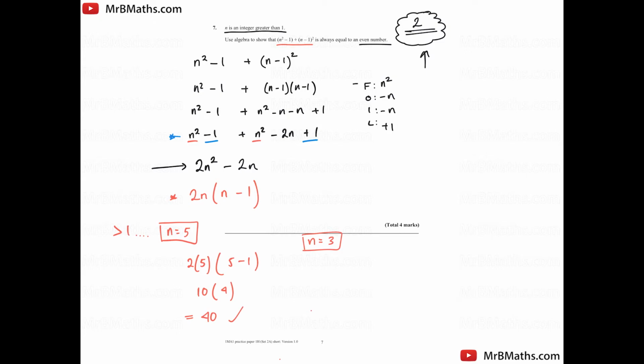Okay, so then we've got 2n minus 1, then we've got 2, bracket 3, 3 minus 1, close bracket. Then we have 6 times 2, which gives us 12. Okay, so you can check this one more time. Let's say with 10.